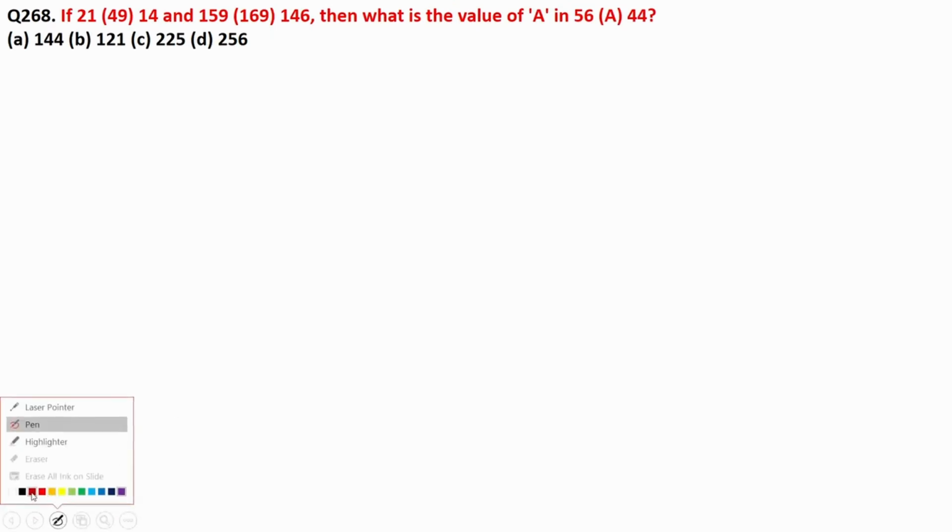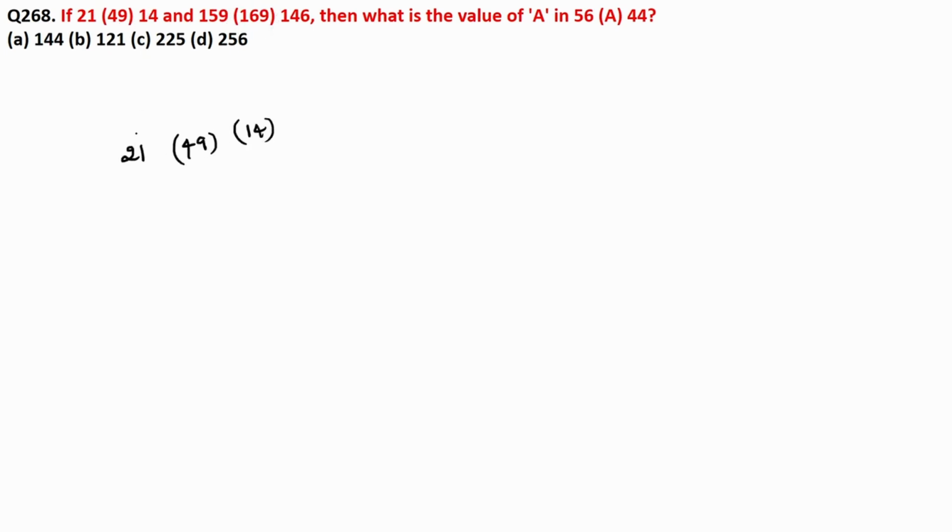Next, just use those identities and give me the answer. What is the value of 56 squared minus 44 squared? See guys, if you look at these numbers, 49 and 169 are perfect squares. The difference of these two numbers is 7, and the perfect square becomes 49. In the same way, the difference of 159 and 146 is 13, and 13 squared is 169. Now the difference of 56 and 44 is equal to 12. Now your answer is 12 squared, which is equal to 144.